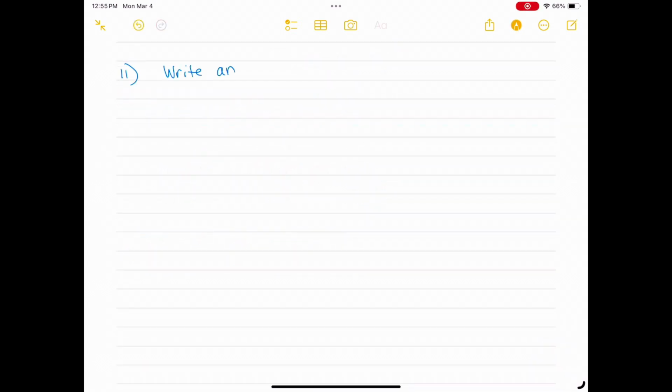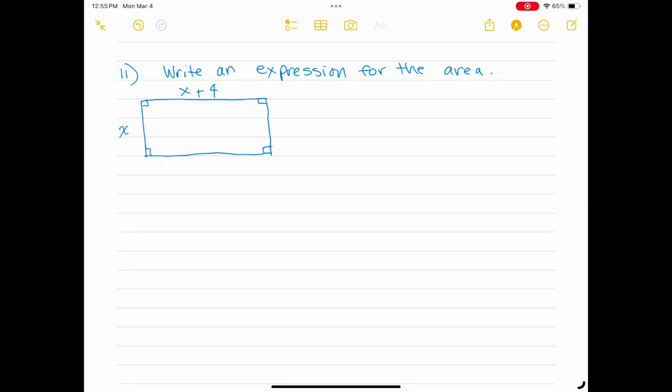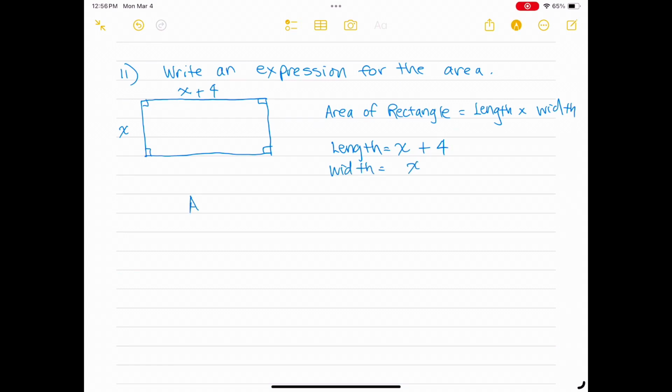Example 11. Write an expression for the area. We have a rectangle with the length as x plus 4 and the width as x. So the formula for the area of a rectangle is length times width. In this case, the length is x plus 4 and the width is x. So to find the area, we multiply x plus 4, and we include parentheses around that expression, times x.